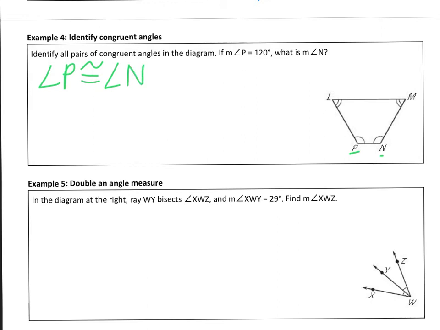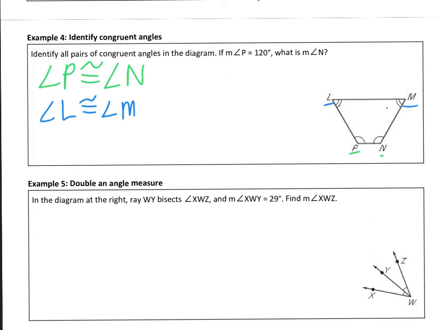And it's important that we put that angle symbol in front because I want to indicate that I'm talking about an angle and not a point, okay? So that's why we put that little angle symbol there. And then I see L and M. They have this little double marking here. That means that angle L is congruent to angle M. So that helps me just determine which angles are congruent.